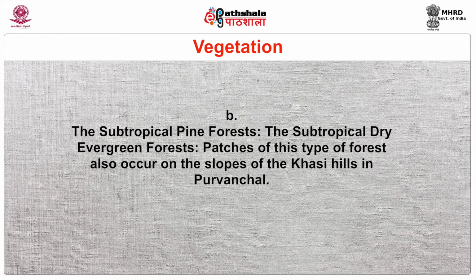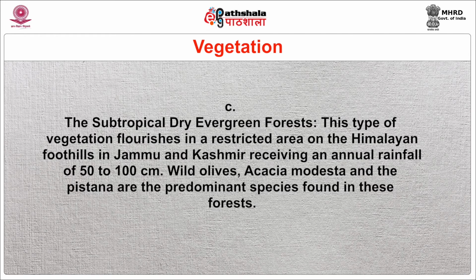Patches of this type of forest also occur on the slopes of the Khasi hills in Purvanchal. Then comes the subtropical dry evergreen forest. This type of vegetation flourishes in a restricted area on the Himalayan foothills in Jammu and Kashmir, receiving an annual rainfall of about 15 to 100 centimeter. Wild olives, acacia modesta and pistacia are the predominant species found in these forests.